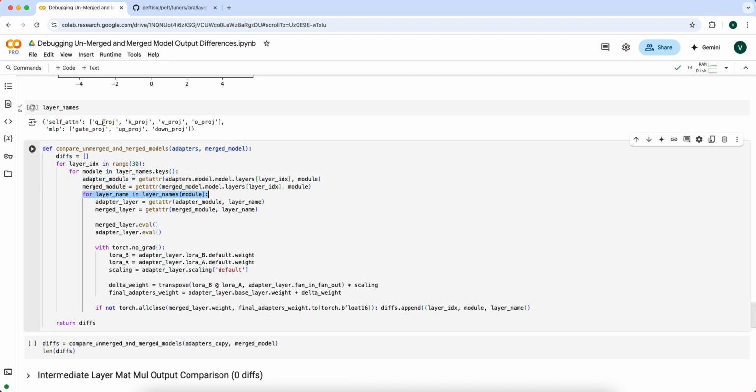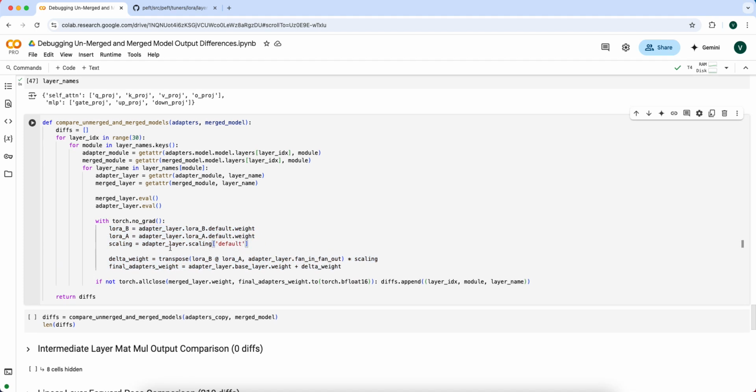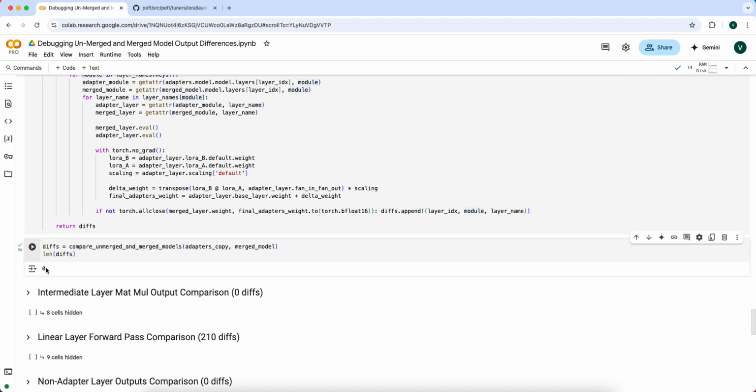And then I'm iterating through each of these layer names, grabbing the layer, setting to eval mode, and then recreating the merging operations. And if the merged layer weight is not equal to the final adapter's weight when it's converted to torch BF16, then add the layer index, module, and layer name to this diffs list, and then return the diffs so I can list out and see what the differences are. So if I run this, the differences are 0.